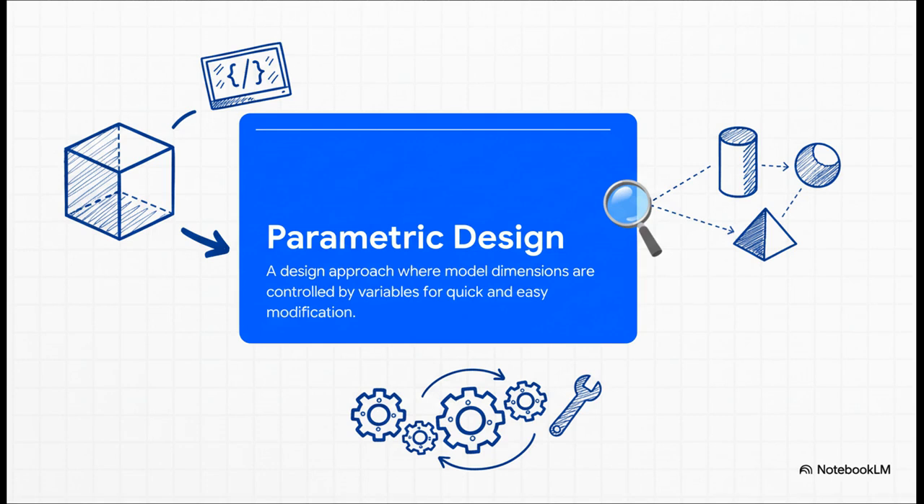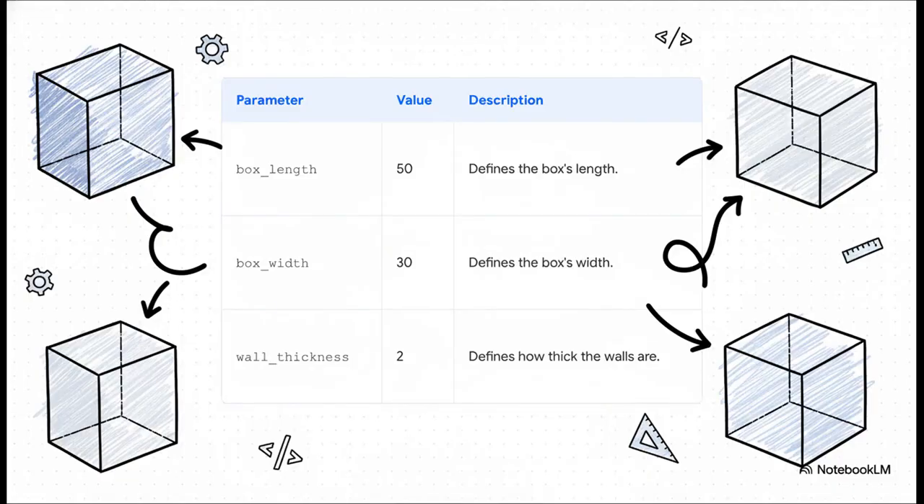Well, instead of just saying, make a box 50 millimeters long, you create a variable, like a nickname. You could call it box_length and then say box_length equals 50. Why does this matter? Because you're not just making a single static object anymore. You're creating a flexible, adaptable recipe for that object. This changes everything.